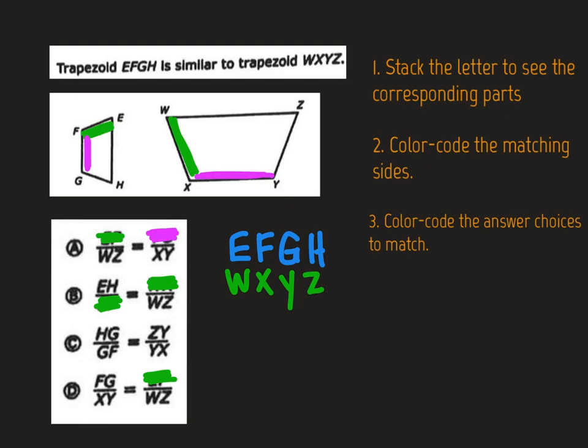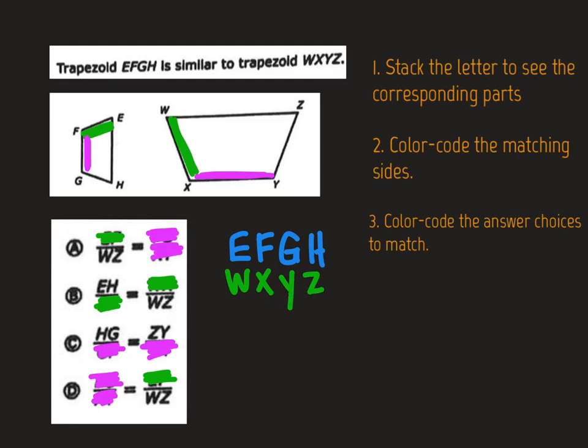FG, I've got one right there in answer choice A, and I have an XY. FG. Even though it's backwards, it still counts the same. XY, that one is backwards, but it still counts. FG and XY.